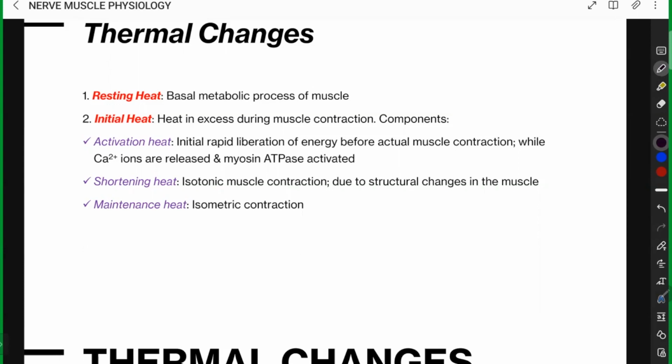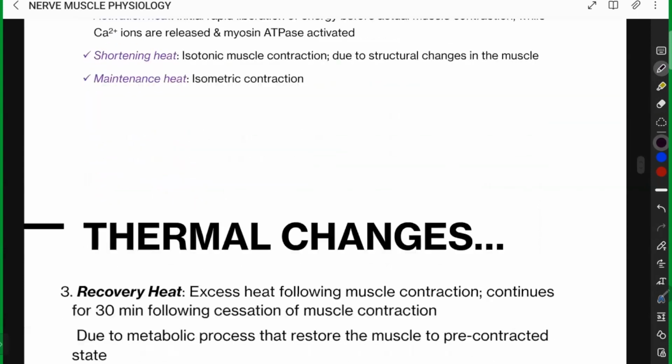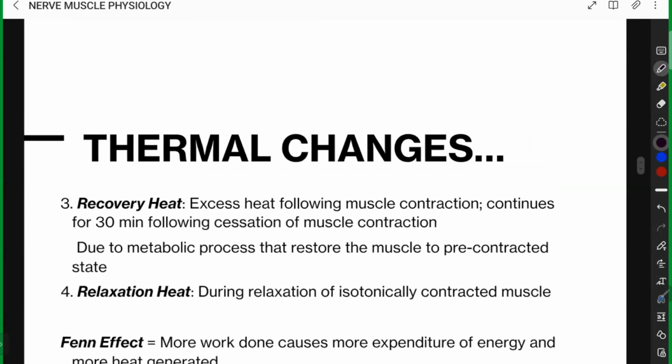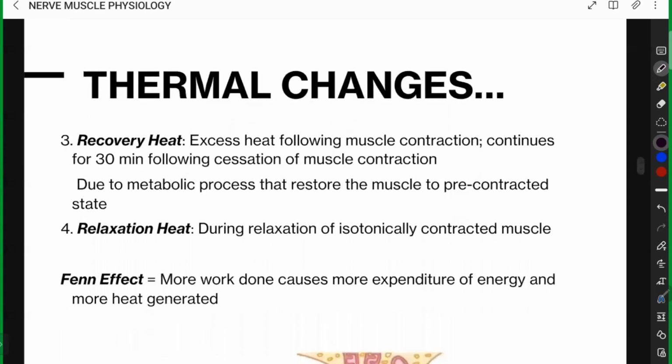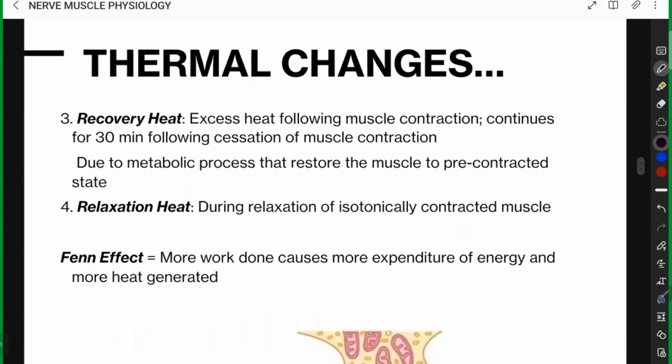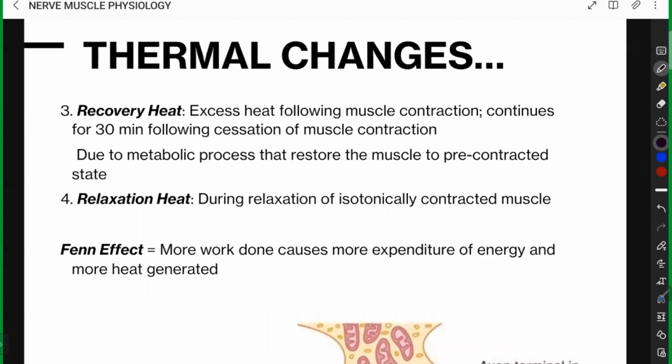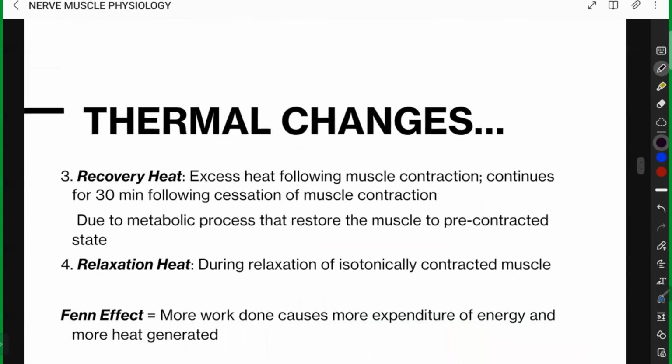Okay, then what is recovery heat? Recovery heat is the excess heat following your muscle contraction, which continues for 30 minutes following the cessation of muscle contraction. That is recovery heat, followed by relaxation heat. This is the extra heat that is produced in addition to the recovery heat, where your muscle is restored to its previous length. Okay, so what is the Fenn effect? More work done causes more expenditure of energy and more heat produced. Okay, with this we are completing the thermal changes and all the properties.